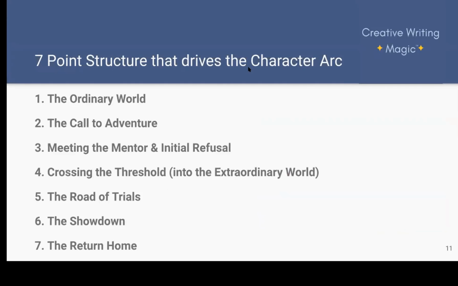So the 7-point structure that we talked about is essentially a boiled down version of the hero's journey structure that Joseph Campbell wrote about in The Hero with a Thousand Faces that we talked about in the beginning. And essentially, I've taken the 7 main points and brought it into a simpler structure that we can follow. And we're going to go into each of these in depth.